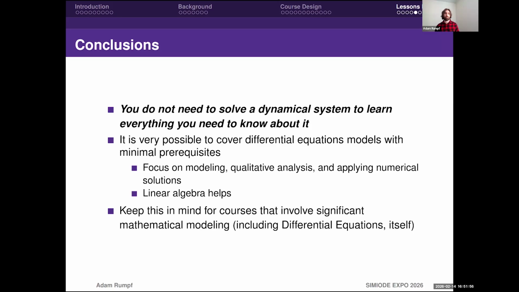If you focus on the modeling process and the idea of qualitative analysis and applying numerical solutions, if your students have linear algebra background, that's a big help, but it's certainly not necessary. These are things that you could potentially use in teaching any kind of differential equation class if you just want to find some ways of making some of the material more understandable or just going out of your way to show them some things that they wouldn't normally see.